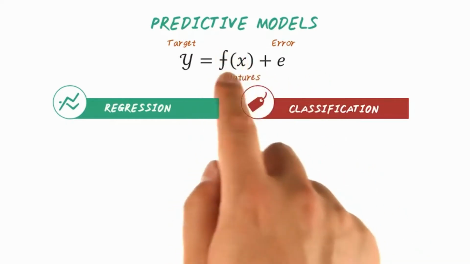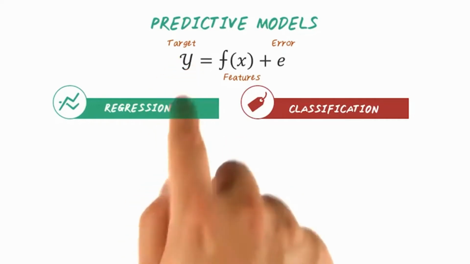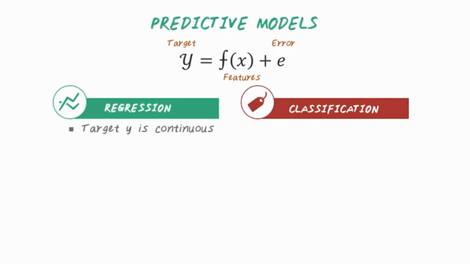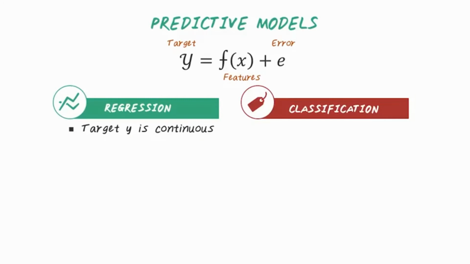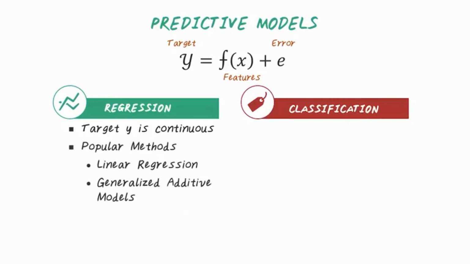Depending on the value of the target, the model can be either a regression problem or a classification problem. In a regression problem, the target is continuous. For example, if we want to predict the cost that a patient will incur to the healthcare system, then it's a regression problem, because the cost is in dollars. Popular methods include linear regression and generalized additive model.